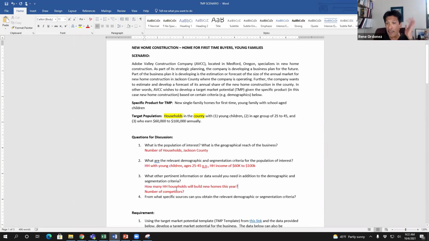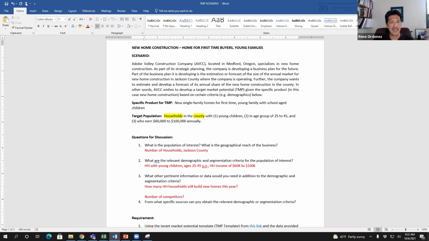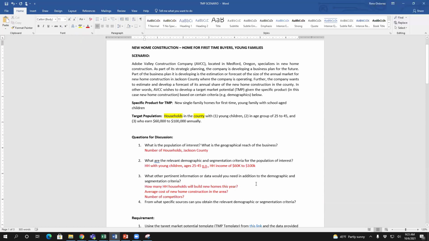Once you are able to find the number of households that will be built this year, we need to monetize that information. And how do we monetize that information? Find that average price. So average, area. Good. Average cost of new homes in the area, home construction in the area, and anything else. So what I'm trying to do here is we're just listing what we think would be important information to gather, to collect. Okay, now, so let's just focus on these three things.